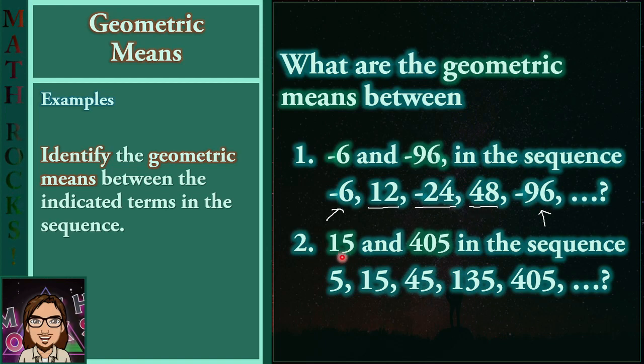Now for number 2, our question is, what are the geometric means between 15 and 405 in this sequence? Here we would like to locate first the positive 15 right here, while the other given number, 405, is right here. You will notice that there are actually two terms found between those two, and they are the geometric means.